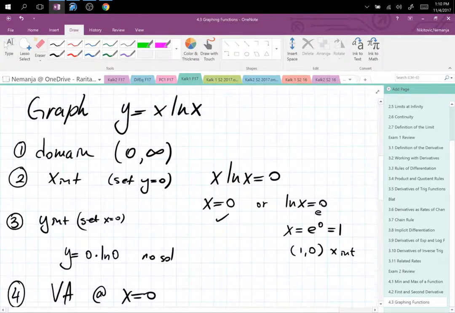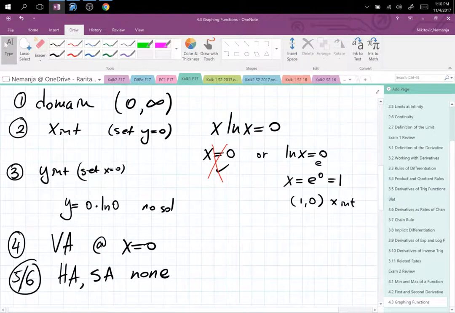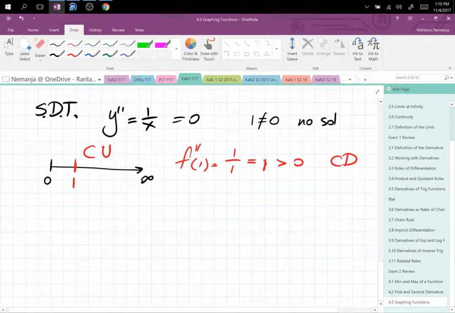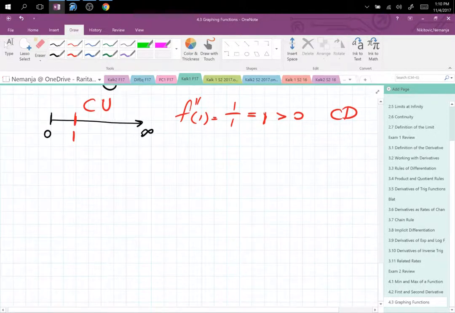We found the domain. We calculated the x-intercept. We know that there is no intercept at x equals 0 because there's a vertical asymptote there. But we know the rest. And there is the x-intercept at 1, 0. There are no y-intercepts. The vertical asymptote is at 0. And then we have the tests, right? First and second derivative test. We can now put this graph together using all this information.